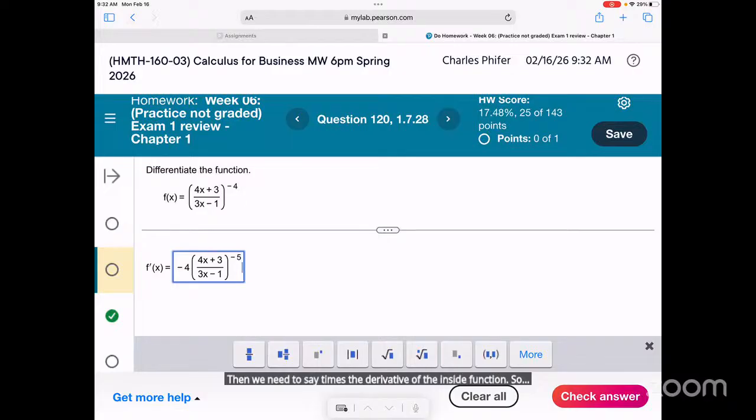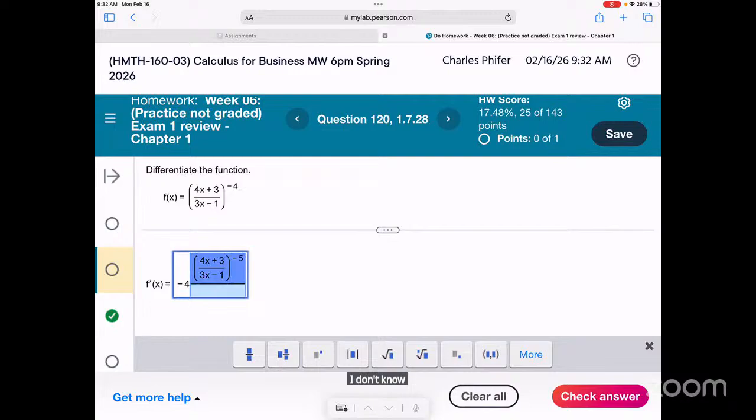Chain, quotient rule. Oh no. How do I turn it? I might have to redo it. Darn. That's annoying. All right.